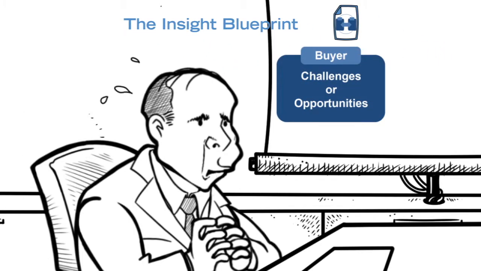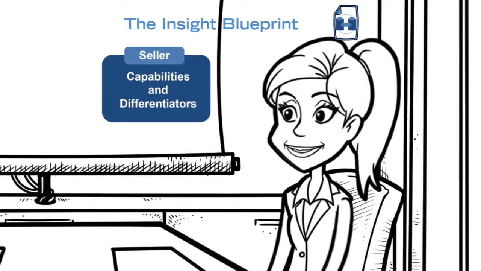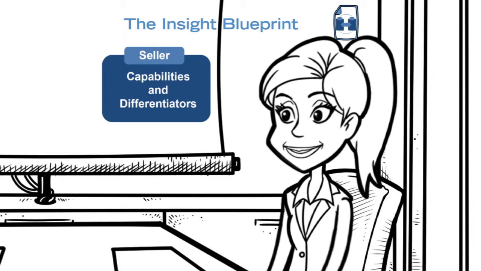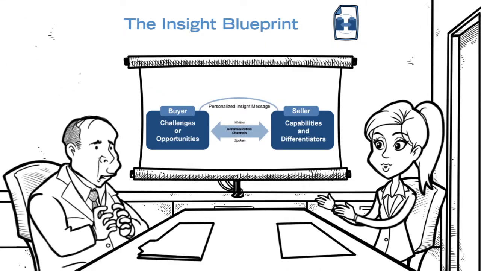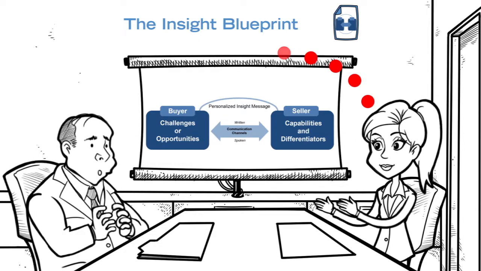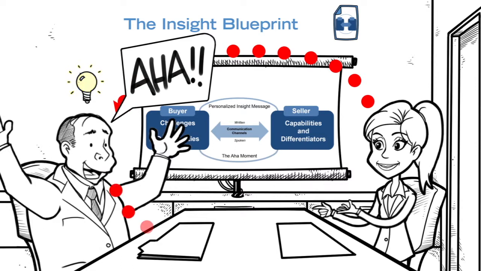Buyers have challenges and opportunities that you can help solve or fulfill. Sometimes they are aware of these challenges or opportunities, but sometimes not. As a seller, your organization has capabilities and differentiators that can address the buyer's challenges or opportunities. By delivering a personalized insight message through either written or spoken communication, you trigger an aha moment in the mind of the buyer. This aha moment helps the buyer connect their challenges or opportunities with your capabilities and differentiators to help them.